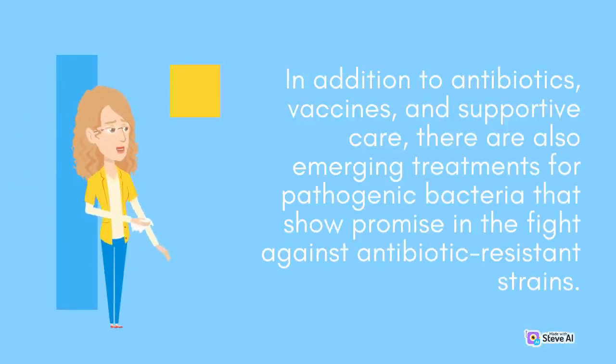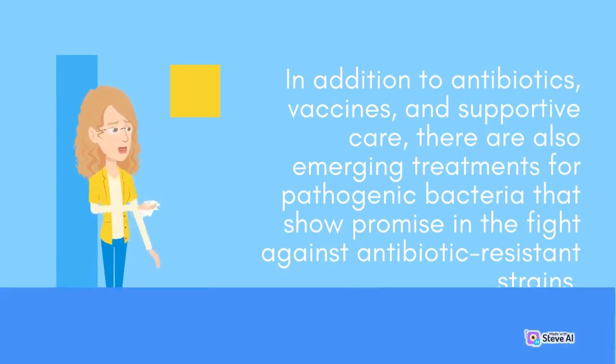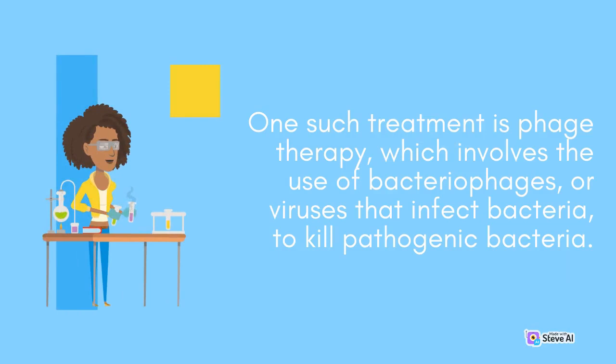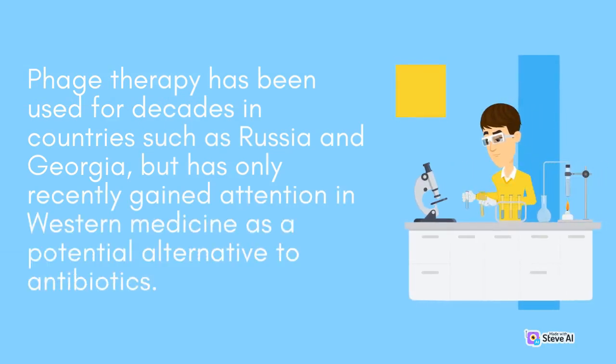In addition to antibiotics, vaccines, and supportive care, there are also emerging treatments for pathogenic bacteria that show promise in the fight against antibiotic-resistant strains. One such treatment is phage therapy, which involves the use of bacteriophages, or viruses that infect bacteria, to kill pathogenic bacteria. Phage therapy has been used for decades in countries such as Russia and Georgia, but has only recently gained attention in Western medicine as a potential alternative to antibiotics.